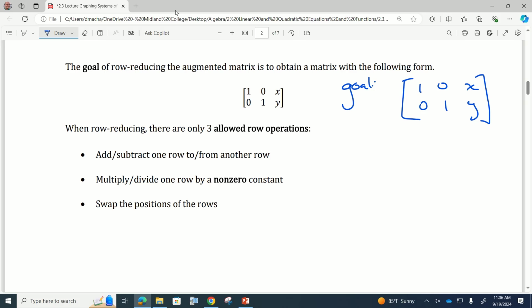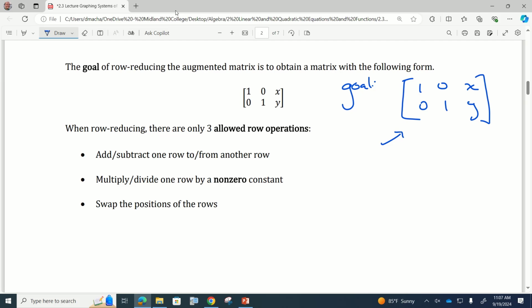When you're row reducing and trying to get here, there's only 3 allowed row operations. There's 3 things you're allowed to do. You can add or subtract one row from another. You can multiply or divide a row by a constant, and you can swap the position of rows.